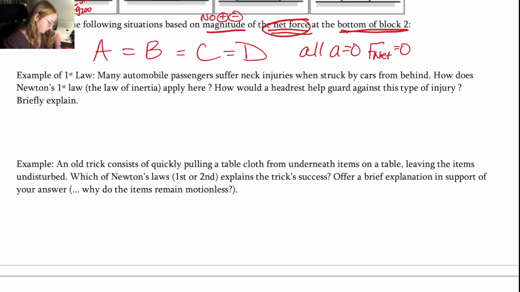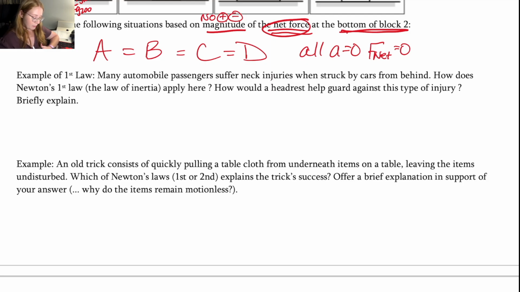Okay. Many automobiles suffer neck injuries when struck by cars from behind. How does Newton's first law, the law of inertia, apply? That one's easy. An object in motion will stay in motion unless acted upon by an outside force. And so your body was moving when the car is going 70 miles per hour, let's say. So when you get in an accident, the car may stop, but you have a tendency to keep moving forward until you experience the force a little bit later.